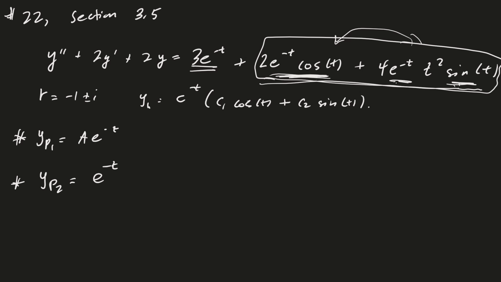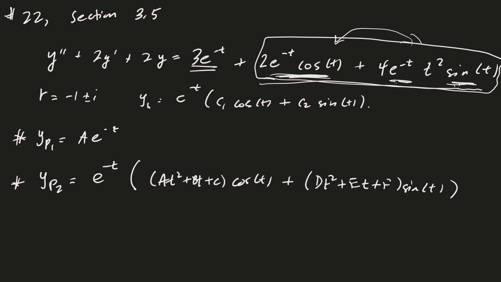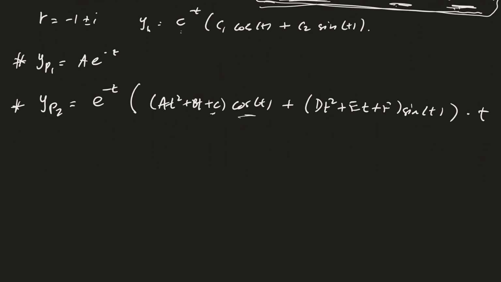Let's go ahead and take out the e to the minus t. I'm going to need one polynomial of degree 2 for the cosine, and then another degree 2 polynomial for the sine. Okay, and then I do notice that the constant part of this is part of the homogeneous part of the equation, so I need to multiply my guess by t. Good. And so what I wanted to mention here is the following.